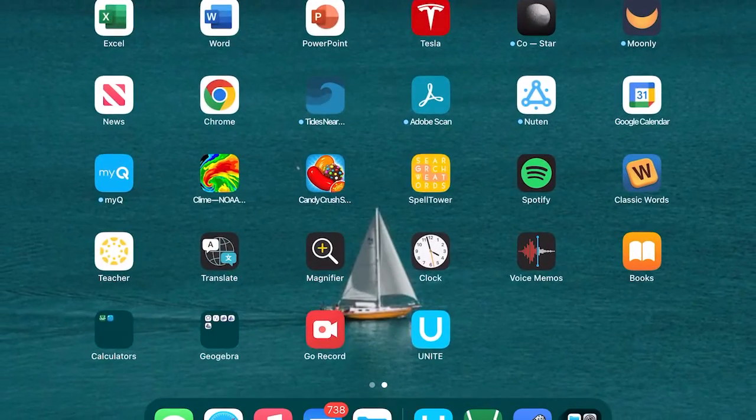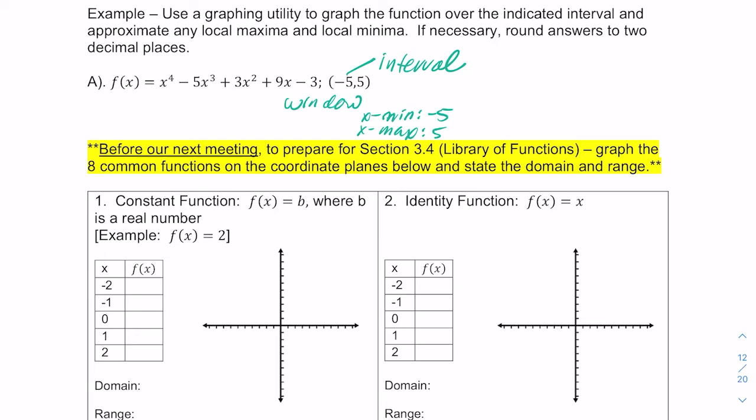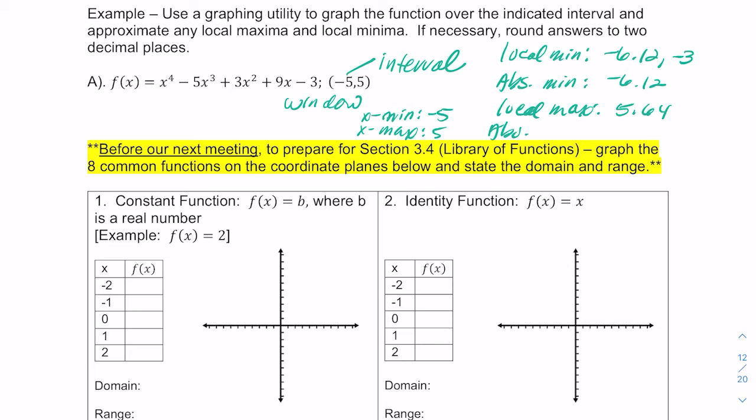Okay, so let me write down what we just found there. So my local min is -6.12 and also -3. My absolute min would be the lowest of those two, which would be -6.12. My local max was 5.64. And remember, there is no absolute max because it went on forever on both sides, and I can't compare it to anything.